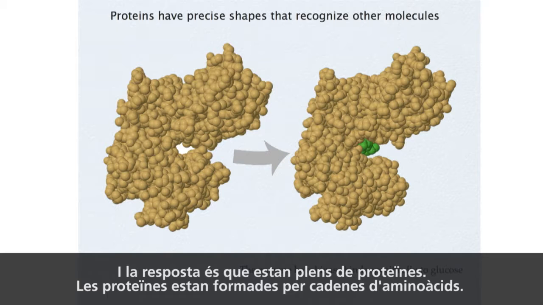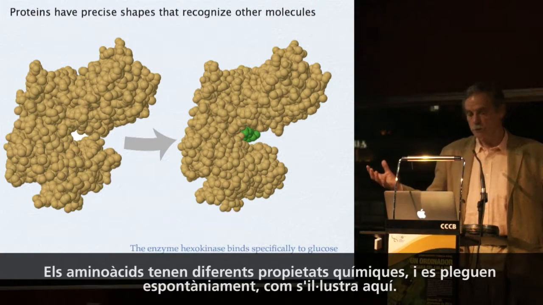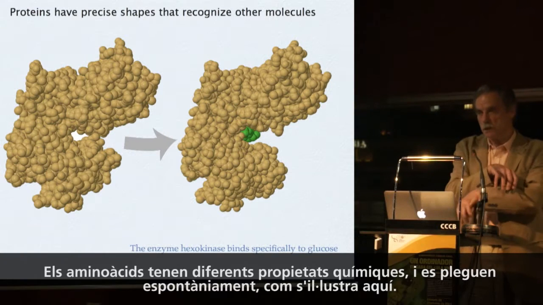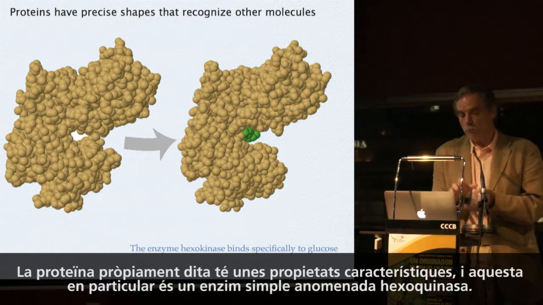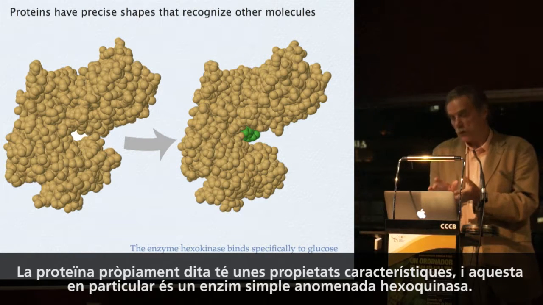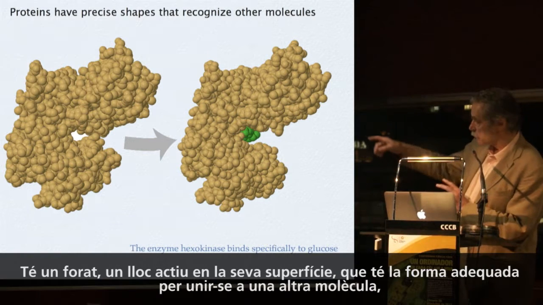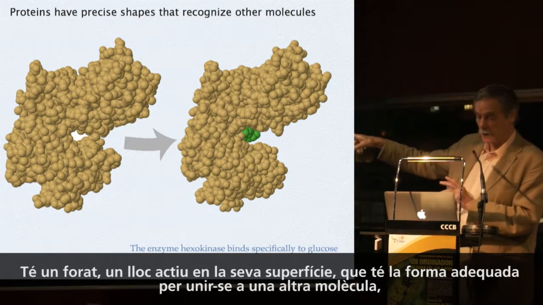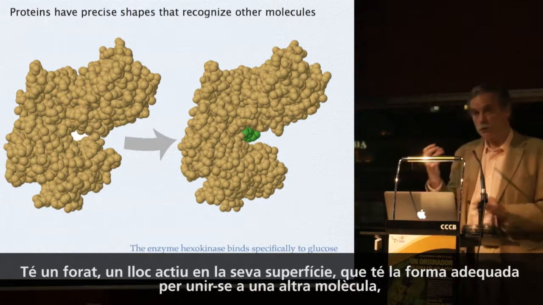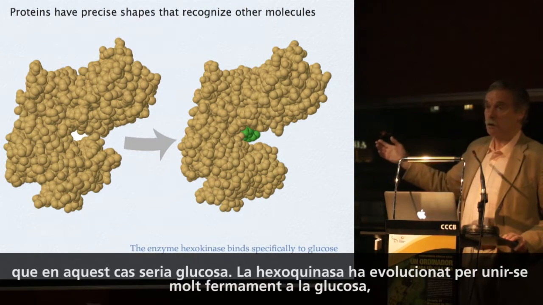Proteins are made as chains of amino acids. The amino acids have different chemical properties. They fold up spontaneously, as illustrated here. The protein itself has distinctive properties. So this particular one here is a simple enzyme called hexokinase. It's got a hole or a binding site on its surface, which is just the right shape to bind another molecule, and in this case it's glucose.